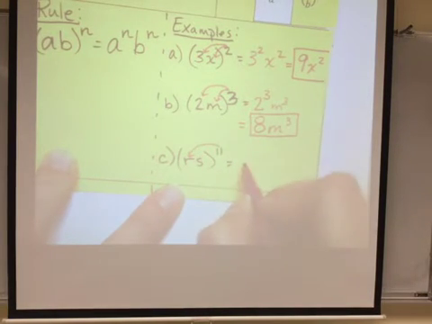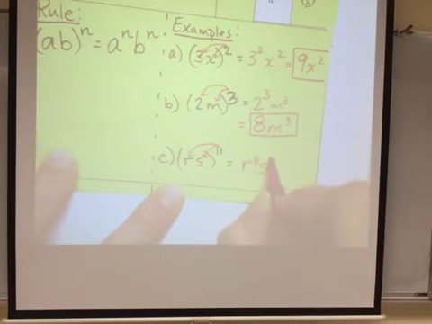So we're going to have r to the 11th, s to the 11th.